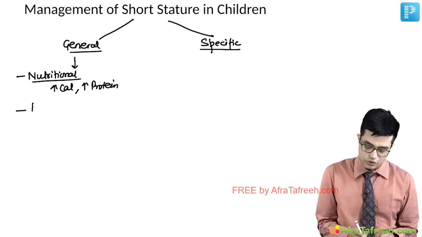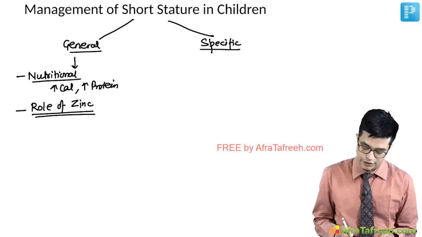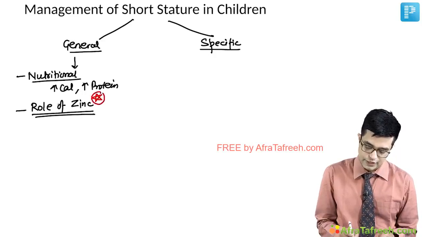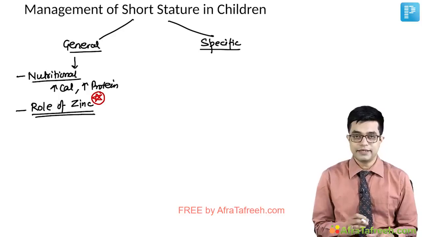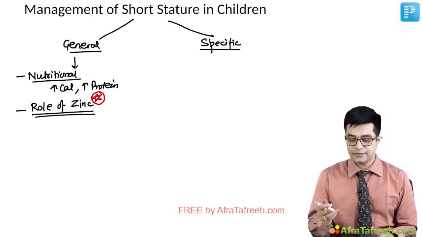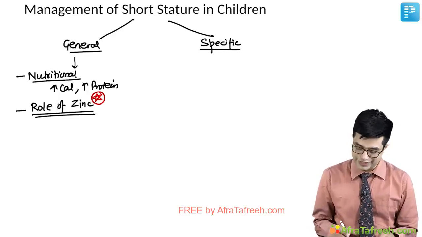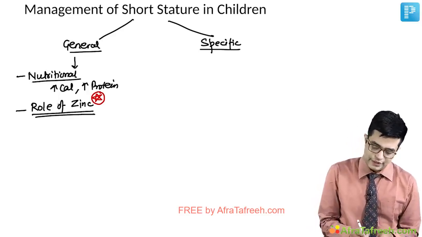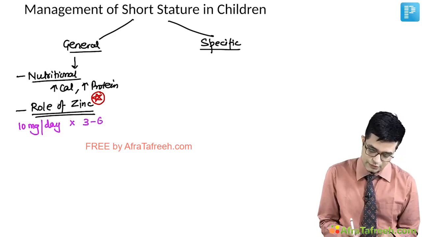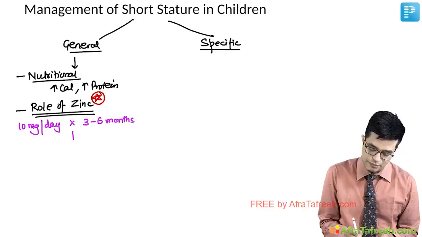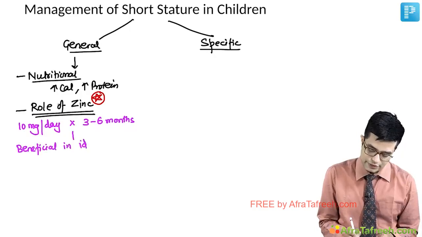Secondly, there is a role of zinc in short stature. This is important, a potential MCQ. According to Nelson, Indian O.P. Ghai, the Indian Academy of Pediatrics textbook, as well as the textbook by Dr. Suraj Gupte, they all say at one place or the other that low dose zinc, in a dose of 10 milligram per day given for 3 to 6 months, has been found to be beneficial in many patients with idiopathic short stature.